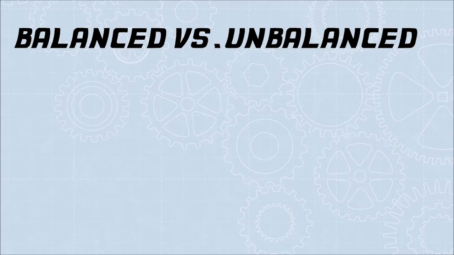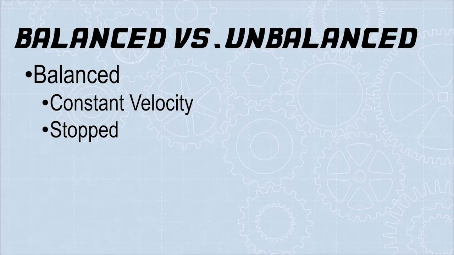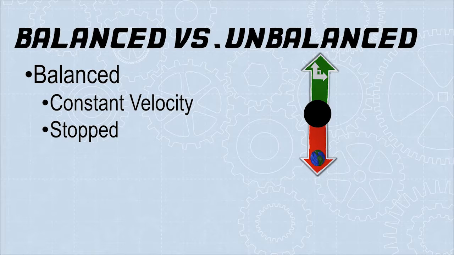The forces that act on an object define the object's motion. If the opposing forces are balanced, the object is moving with a constant velocity or it's stopped. Balanced forces create no acceleration. Here's an example of vertical balanced forces.